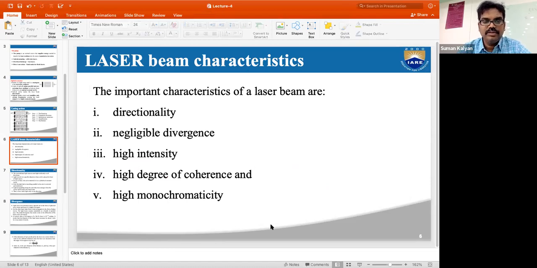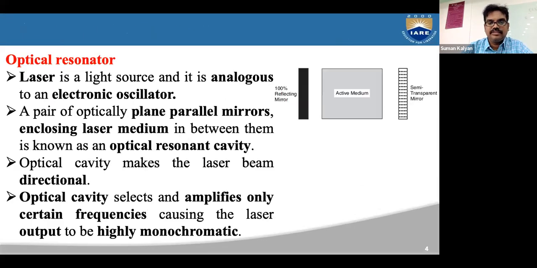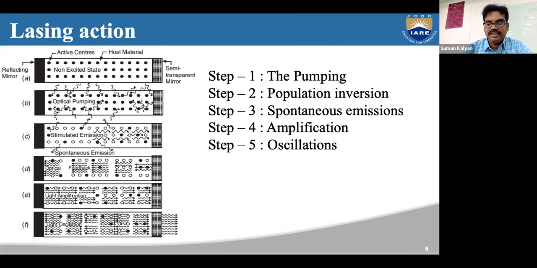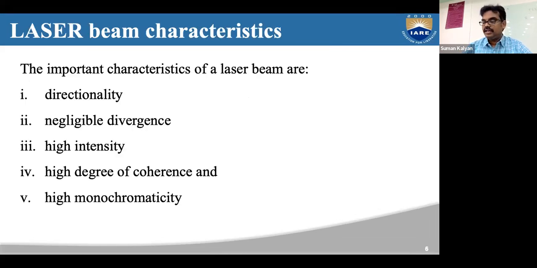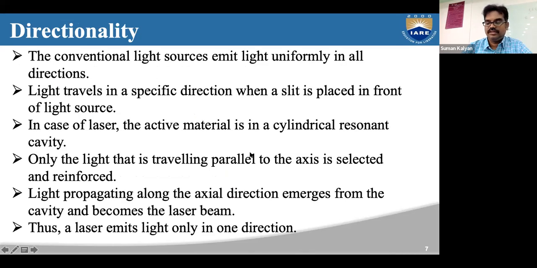Okay, so I'll move on to the next topic. So this is how the lasing action takes place. Now, what are the characteristics of this laser beam? Whatever laser beam we have got, what are its characteristics? So why so much fuss about this laser? It is because of these characteristics. The important characteristics are directionality, negligible divergence, high intensity, high degree of coherence, and high monochromaticity. So we'll see what these characteristics are and how we get them.